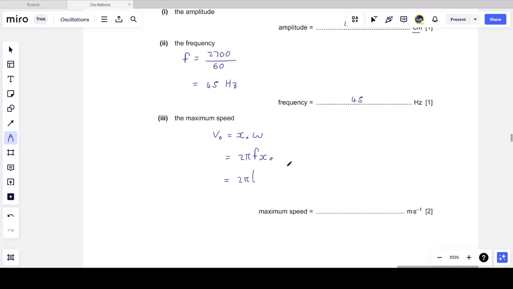and I want this in meters per second, so I have to convert my amplitude to meters, times the frequency 45, times the amplitude 4.9 times 10 to the minus 2 meters. And what I get is 13.9 meters per second, or to two significant figures, 14 meters per second.